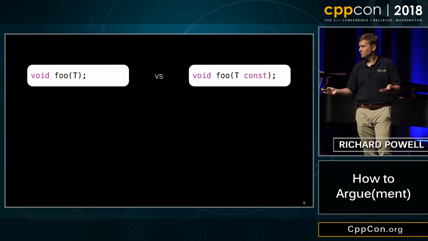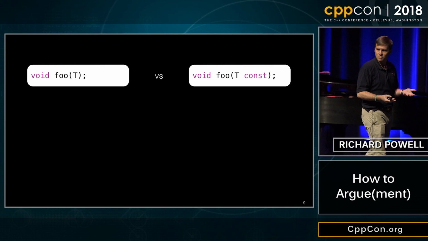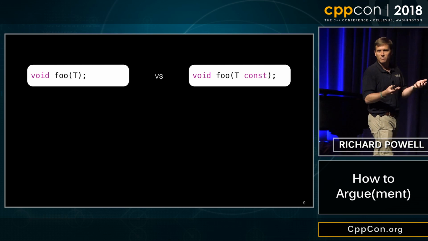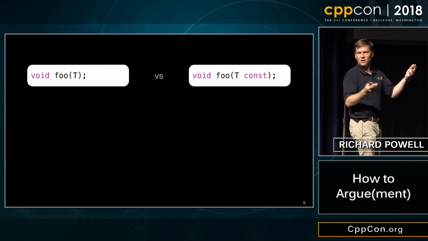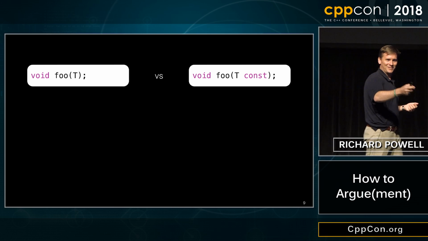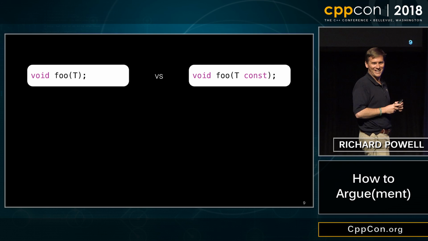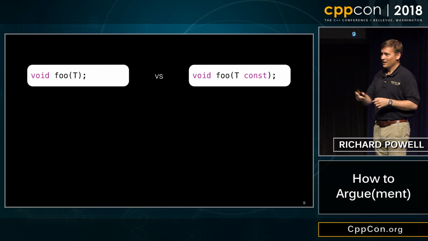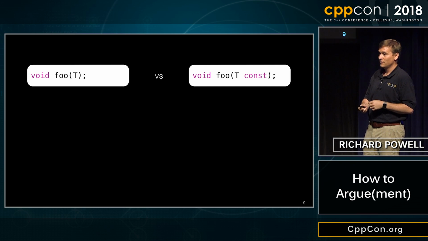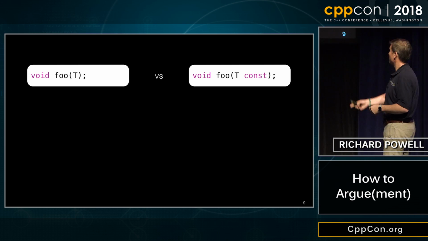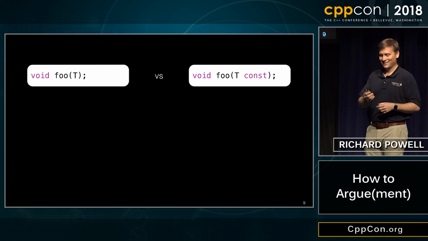What about these two? Is there any difference? Do we like one versus the other? What does the const mean here? It's information to the callee. No, it's not. No, these are both declarations of a function, and those are the same thing. Yes, the callee, not the caller.